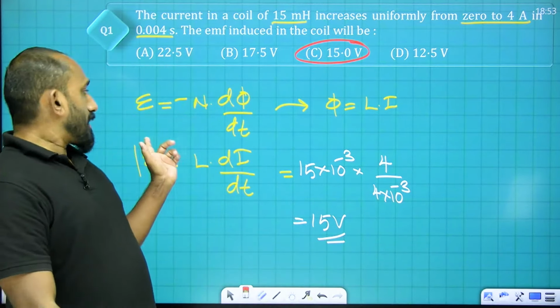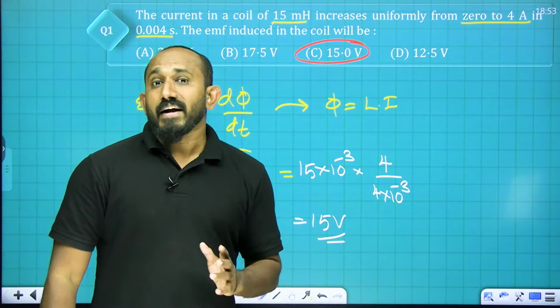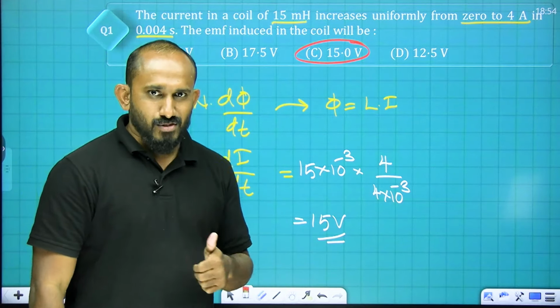Hope you got it. EMF induced in a conductor or a coil comes from Faraday's laws, and here self-inductance also you have to take care. Let's go for the next question.